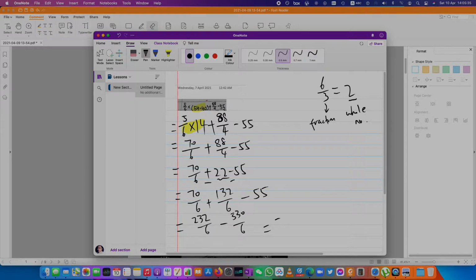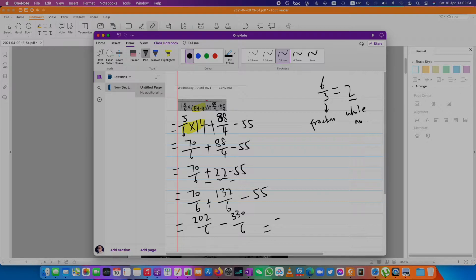Oh, sorry, I made a mistake. Here, 70 plus 132. Can you help me out? 70 plus 132. 202, yes. You see, if you can't, it's very easy to make mistakes. Okay, so you have to use a calculator.